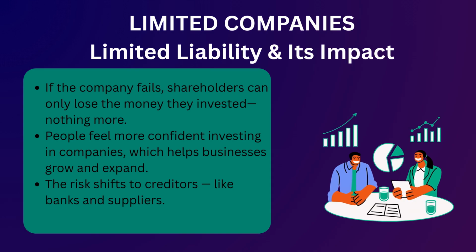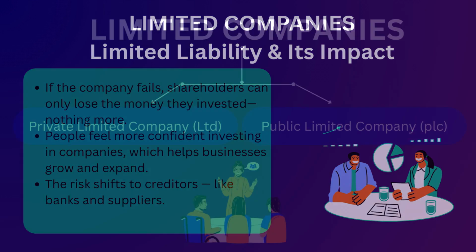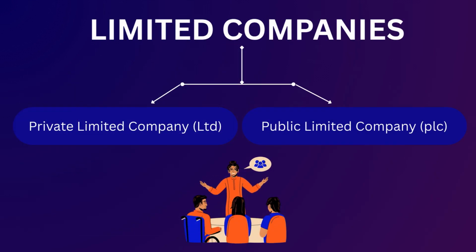This has two major effects. First, people feel more confident investing in companies, which helps businesses grow and expand. Second, the risk shifts to creditors, like banks and suppliers, because they may not get their money back if the company collapses. That's why creditors carefully check a company's financial accounts before giving loans or supplies. There are two major types of limited companies: public and private limited companies.